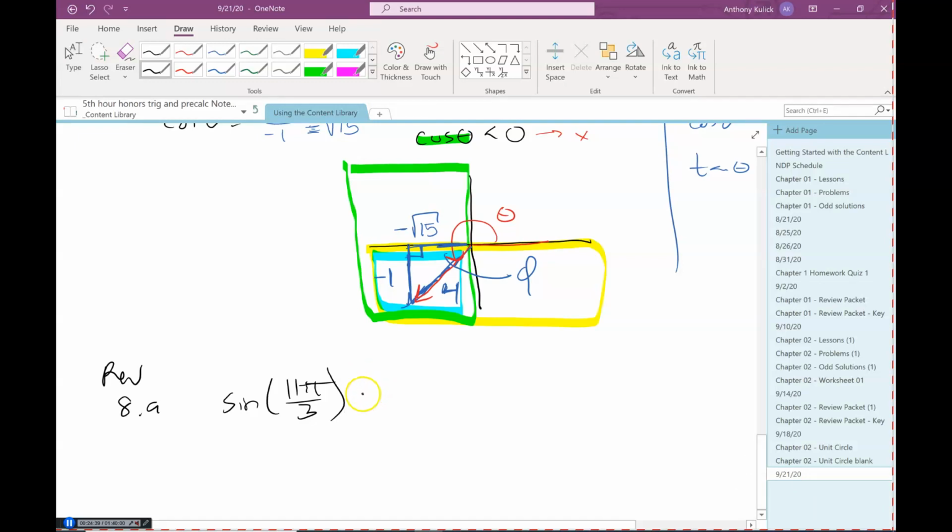So what I'm going to do is think about this as a mixed number. 11 over 3 is really 3 and 2/3. Are you okay with that? So this is going to be 3 pi plus 2 pi over 3. I'm going to use that to figure out where I'm at on the unit circle.